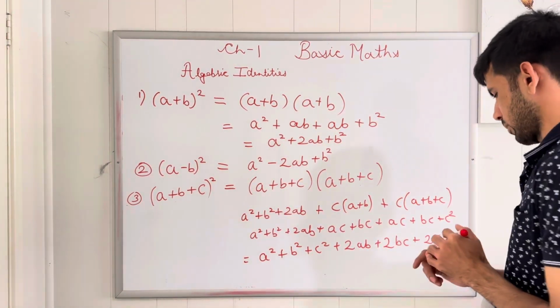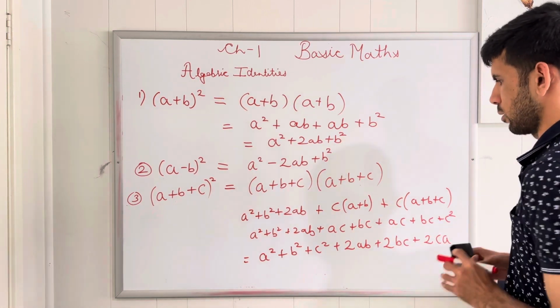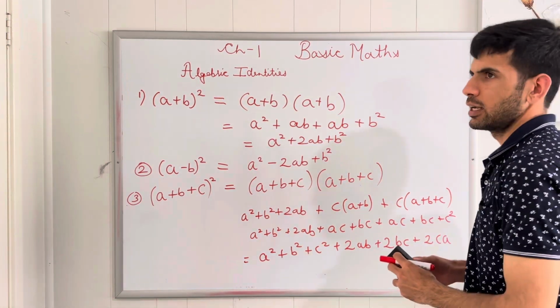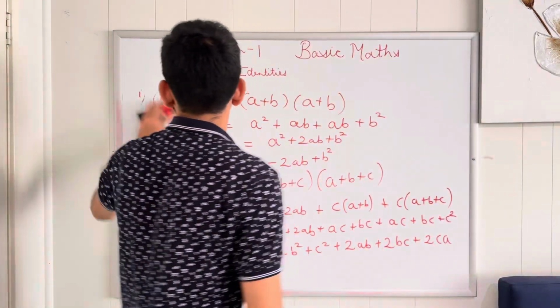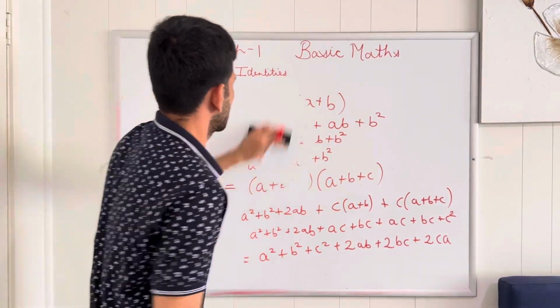I hope you have understood. You can just pause the video and write it down, and after that we will write the next identities. So this is just like the basic ones.